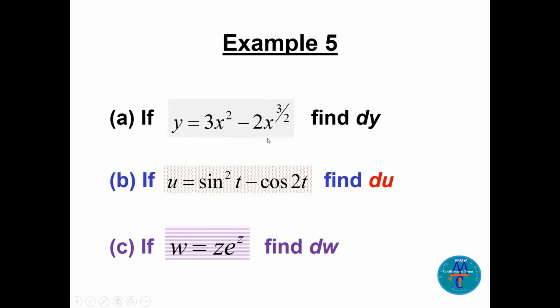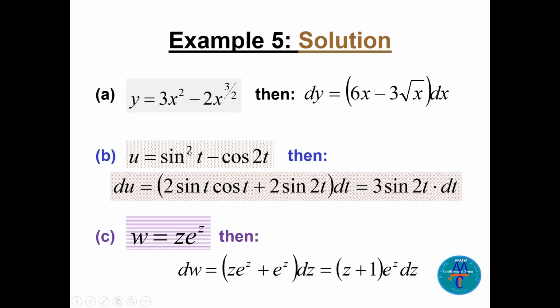Example 5, we have 3 functions given here: y, function u, function w. Let's find the differential dy of this function, find du, find dw. So it's easy to do that. Dy will be the derivative of this times dx, because dy over dx is y prime. So this will be 6x minus 2, bring down 3 over 2, cancel the 2, 3 over 2 minus 1. So it becomes 6x minus 3 square root of x, times dx.